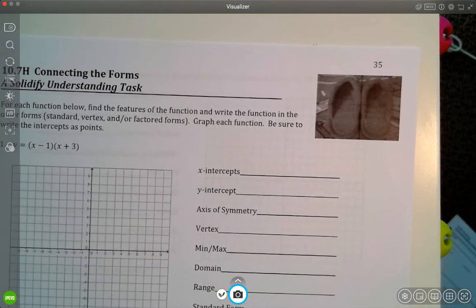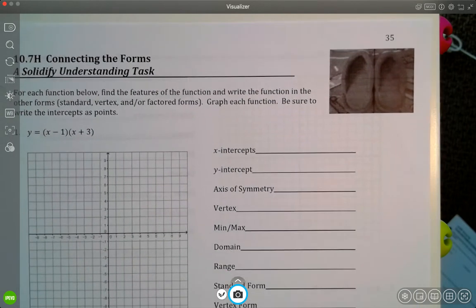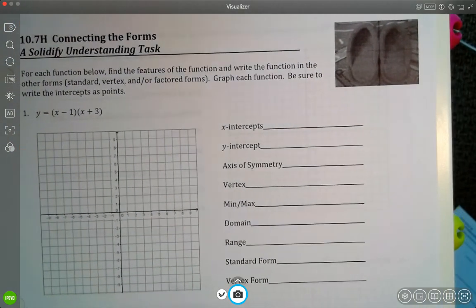Okay, so now we're going to look at, let's see if I can fit this whole thing in the screen. Okay.